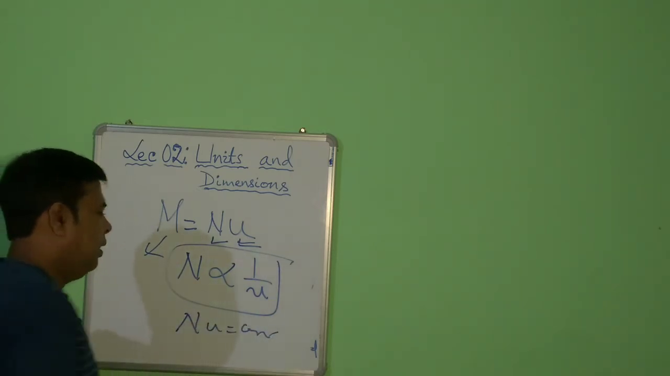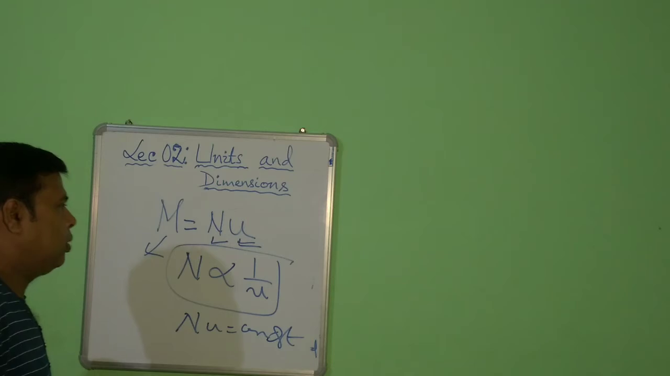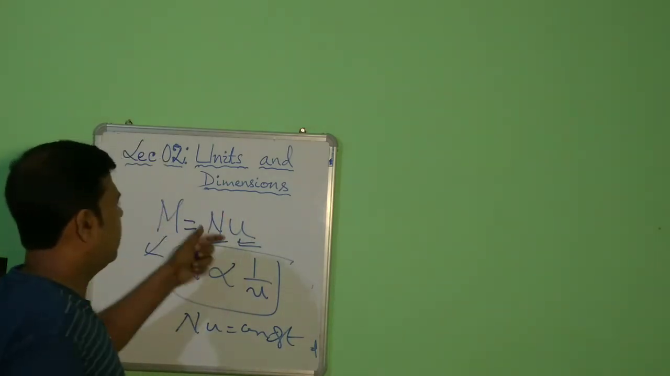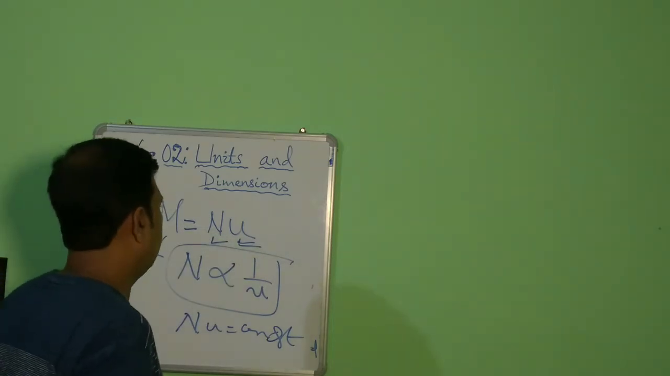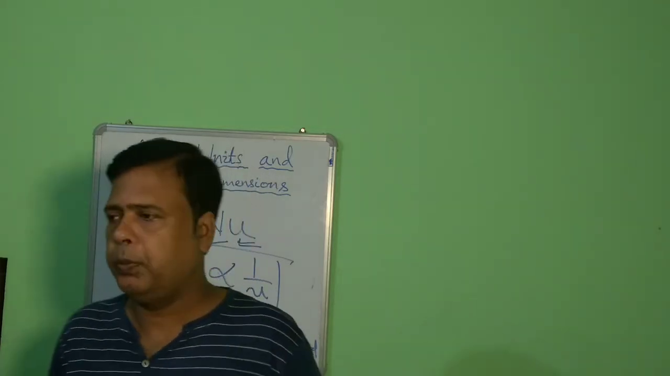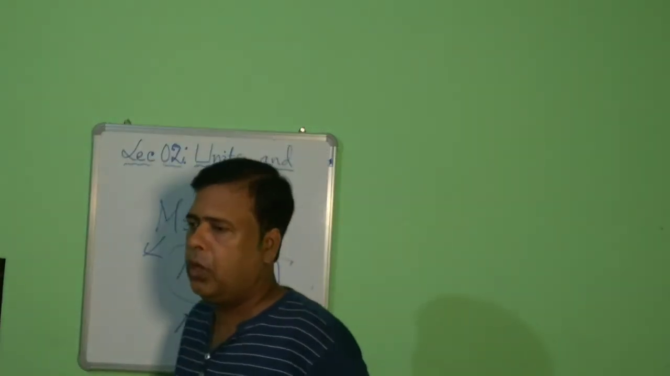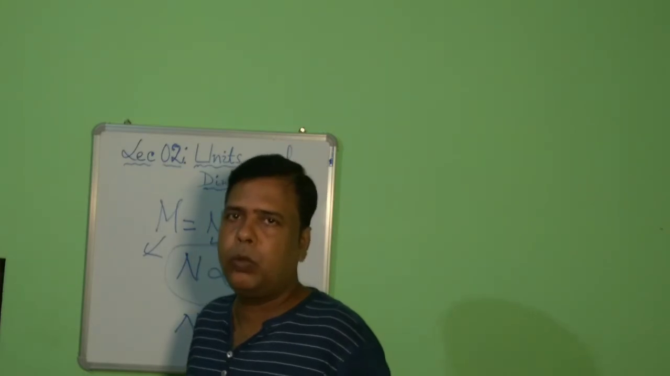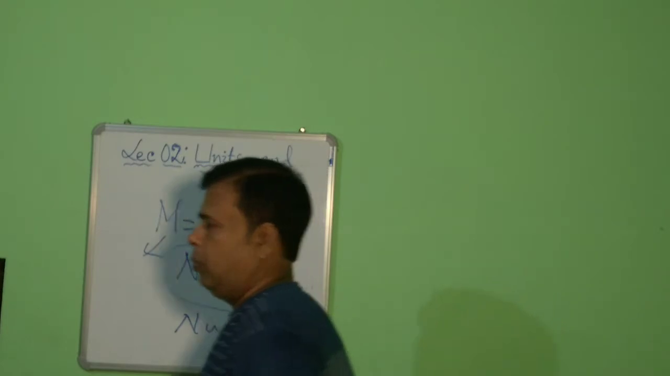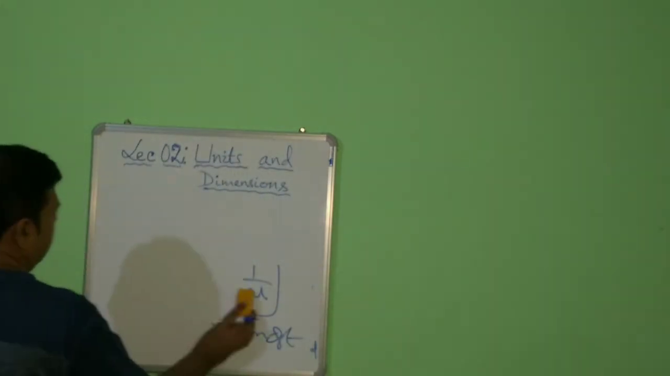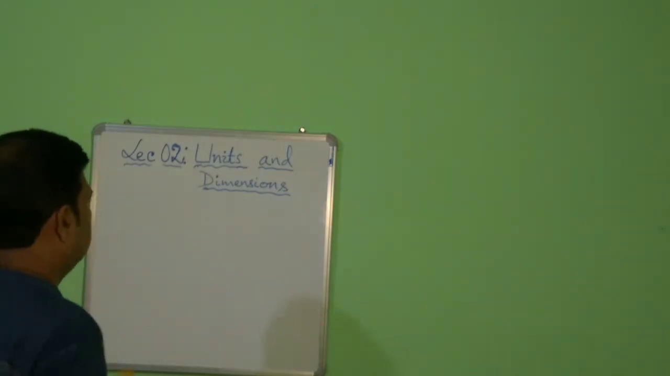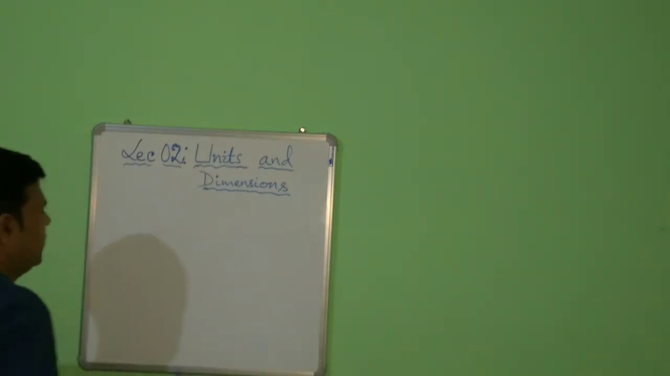So it can be a multiple choice question in competitive exams: when n and u are the numeric and standard parts of a measured physical quantity, then what is the relation between them? Options will be there, whether n is directly proportional to u, or n is inversely proportional to u, or n is independent of u. What will be your answer? The answer will be simply that n is inversely proportional to u. When n increases, u decreases, and when n decreases, u increases. So this is all about the measurement of physical quantities.